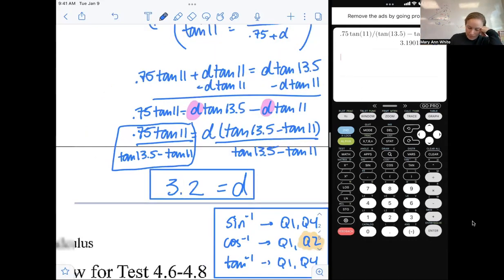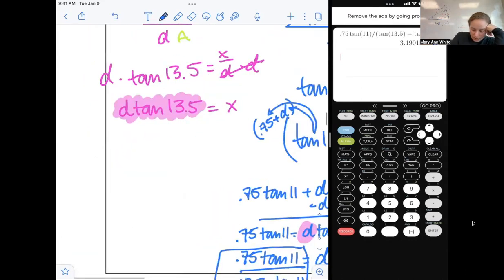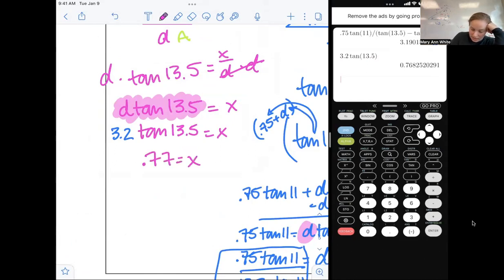Now I'm just going to plug that 3.2 in for this D. And I'm going to be able to do 3.2 tan of 13.5, and that's going to give me X. 3.2 tan 13.5, and this is my final answer: 0.77 equals X. 0.77 miles. It's kind of a weird way to measure a building, but that's okay. That's how tall the building is.